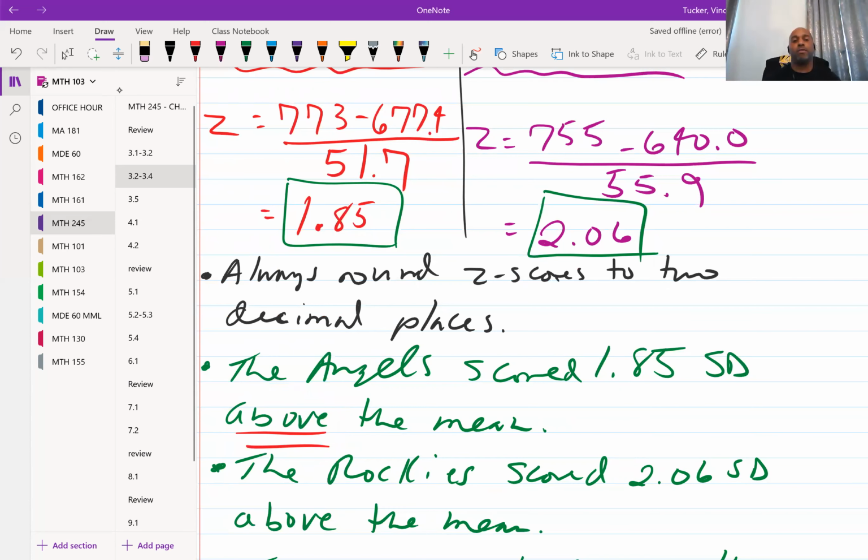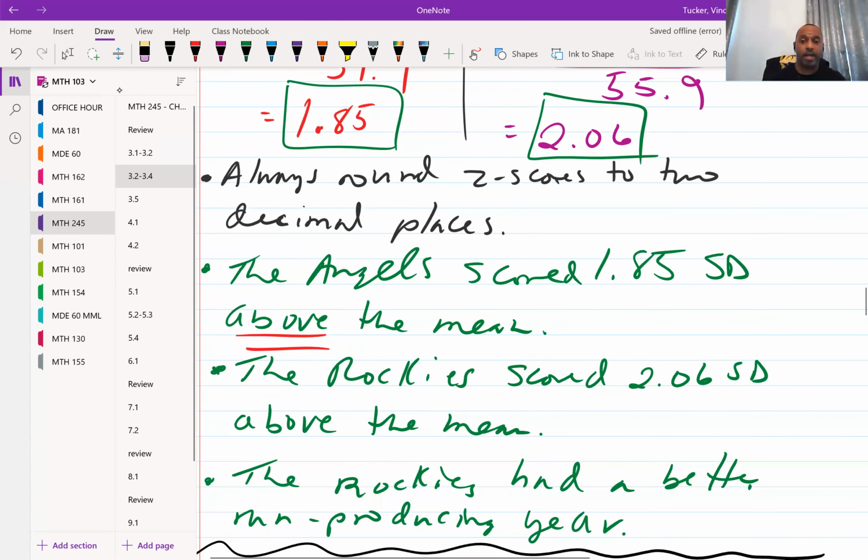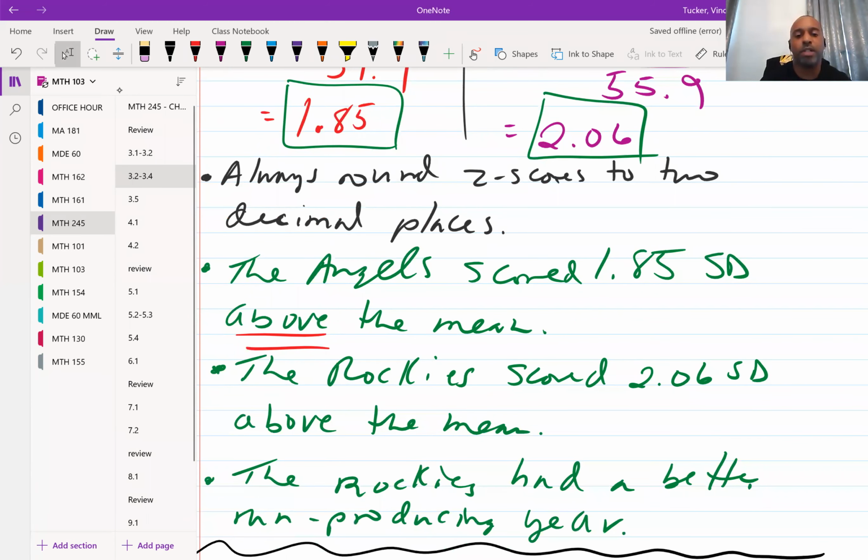So 1.85 above the mean. And the Rockies scored 2.06 standard deviations above the mean. So this means that the Rockies had a better run producing year than the Angels. So it takes your actual data value and compares it to the average. It compares it to the mean of the group that you're involved with.